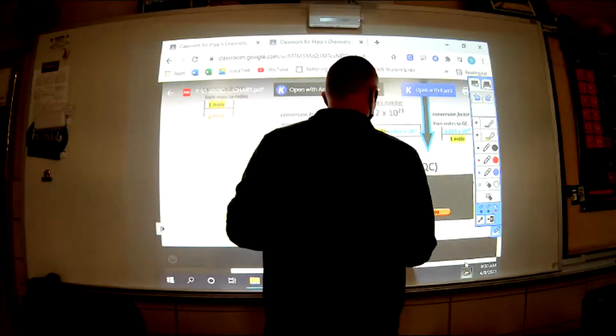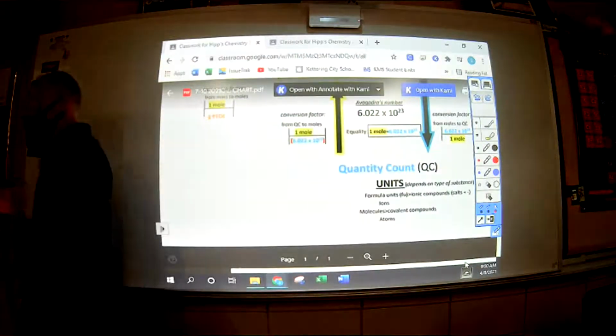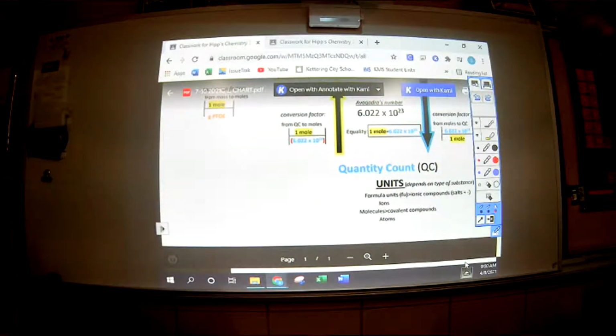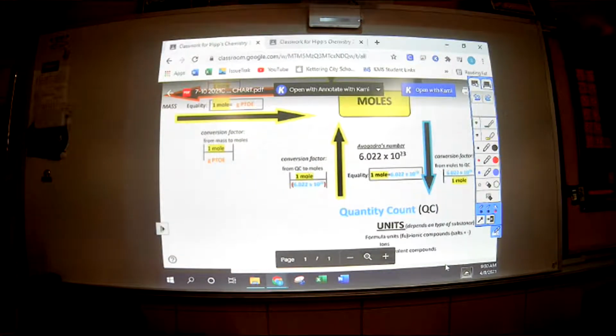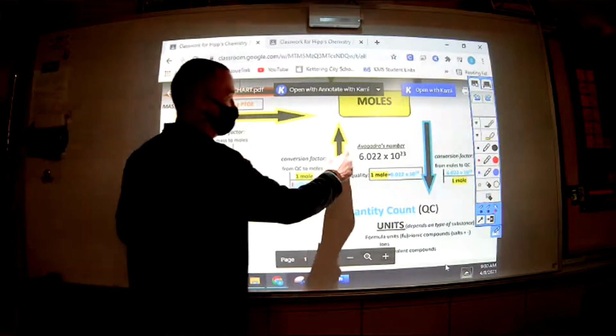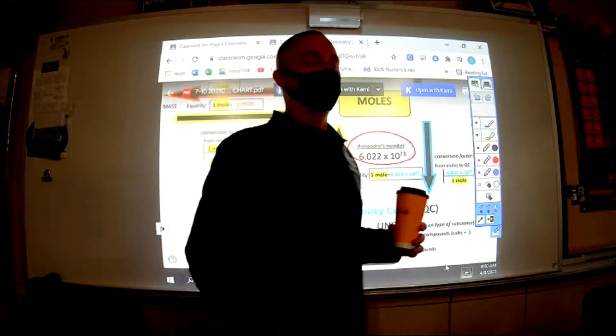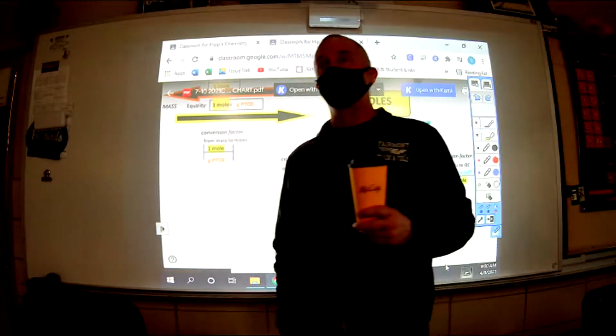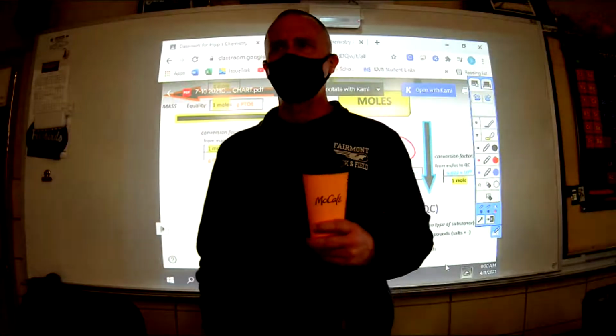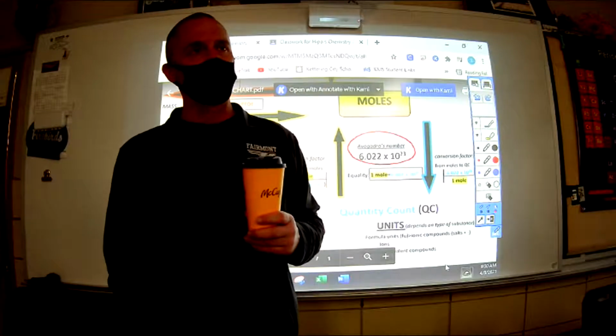What number is moles related to that enables us to convert back and forth to a quantity count? The answer is Avogadro's number. 1 mole is defined to be the number of atoms that would be present if you have 12 grams of carbon-12.